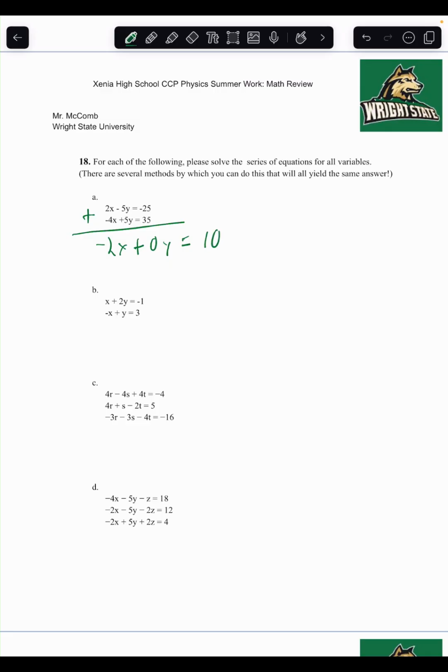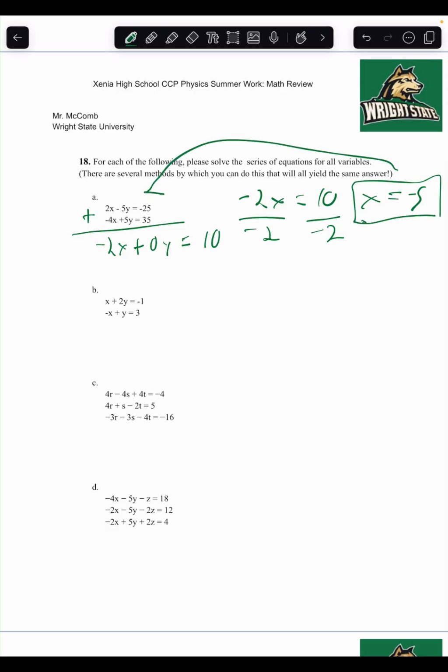Okay, so now by doing this, I have another statement, which is negative 2x equals 10. Doing this, I can now just go ahead and solve this for x. When I do so, I get x equals negative 5. And now, because this statement must be true as well, I can just plug this back in over here and solve for y as well.